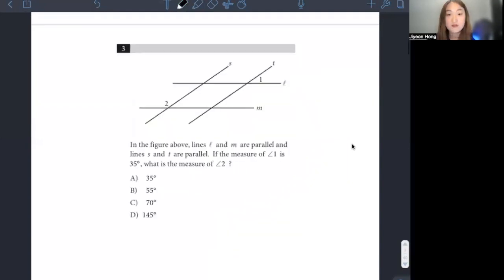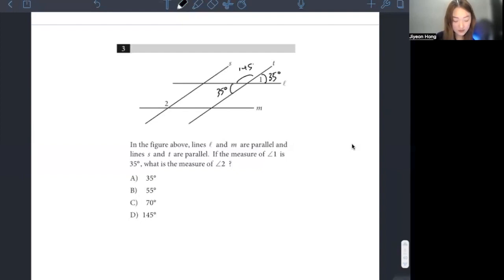Number 3. In the figure above, lines L and M are parallel and lines S and T are parallel. If the measure of angle 1 is 35 degrees, it wants you to find the measure of angle 2. So when we have two lines that are parallel and intersecting another set of parallel lines, a lot of the angle theorems or shortcuts that you might have learned during geometry class apply here. So basically, we can say that this 35 degrees also means this is 35 degrees. And as we know, a line adds up to 180 degrees. So then now we can conclude that this is 145 degrees.